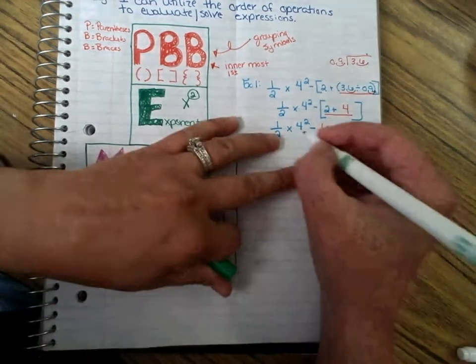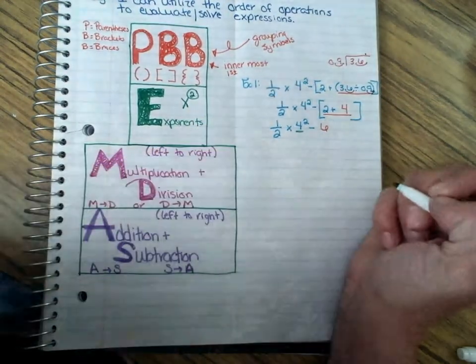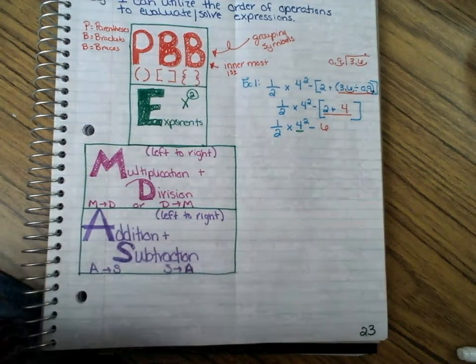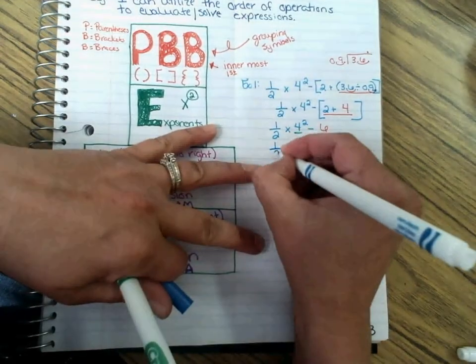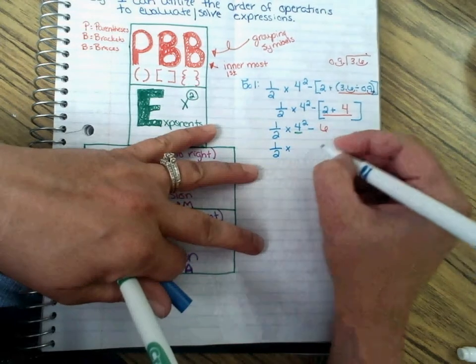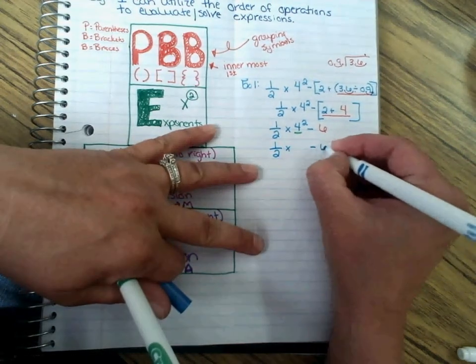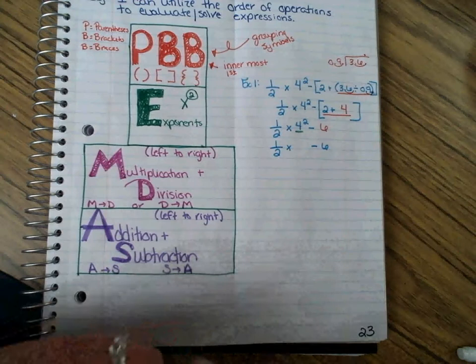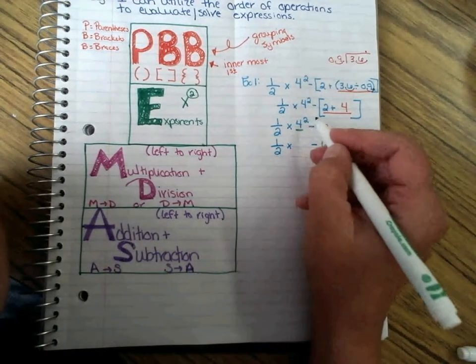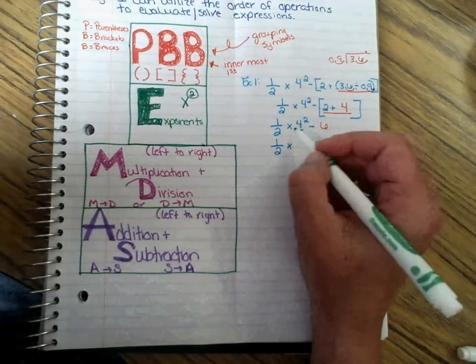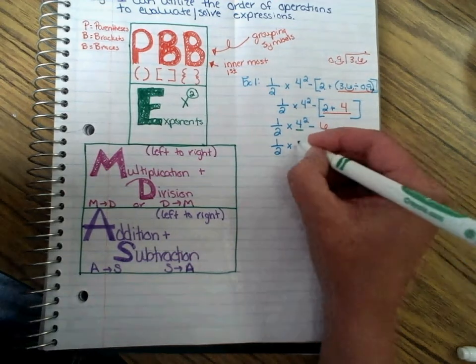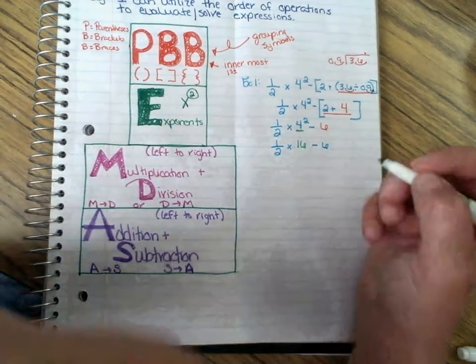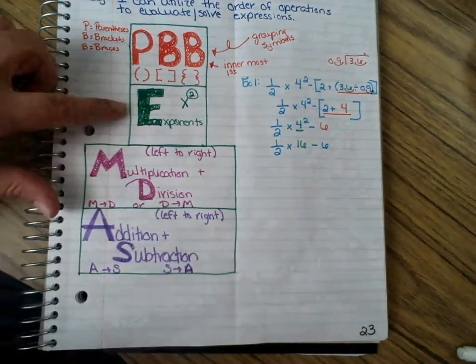Do I have exponents? Yes, I do. So here are my exponents, right here. I've got to solve that. I still have to write down the problem exactly as I see it to that point. So I have 1/2 times, I'm going to fill in the blank, minus 6. 4 squared means 4 times 4, because it means I'm multiplying 4 by itself 2 times. 4 times 4 is 16. So I'm going to fill in that blank.